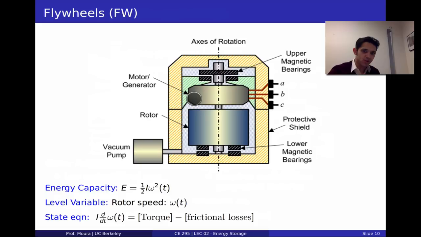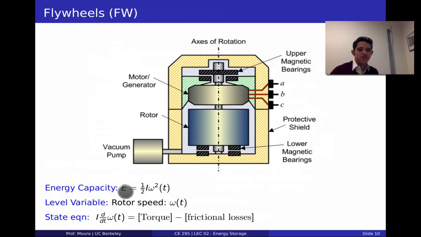Then, when you want to extract energy out of this system, you operate this motor in reverse, and we call that a generator, but it's the exact same hardware. It applies a torque to slow down this rotor, and in that process, it produces electric power. So it's actually a super clean, simple idea. Technologically, what makes this work, honestly, is keeping this thing in a vacuum and having these magnetic bearings properly balanced so you can reduce friction.